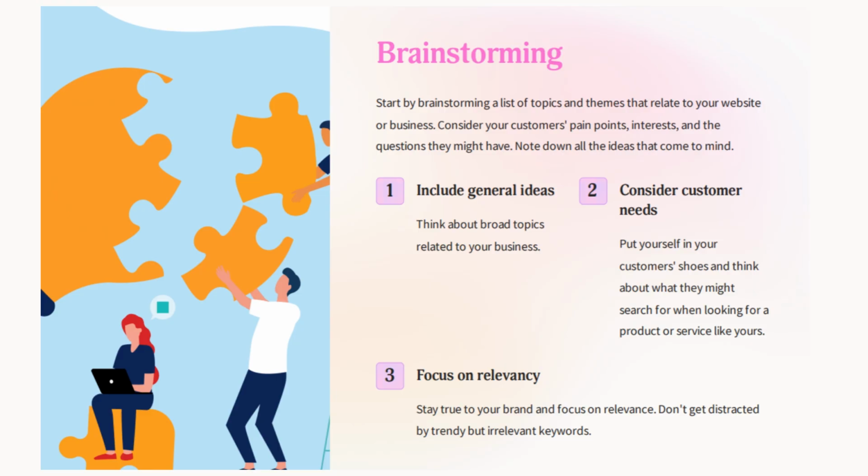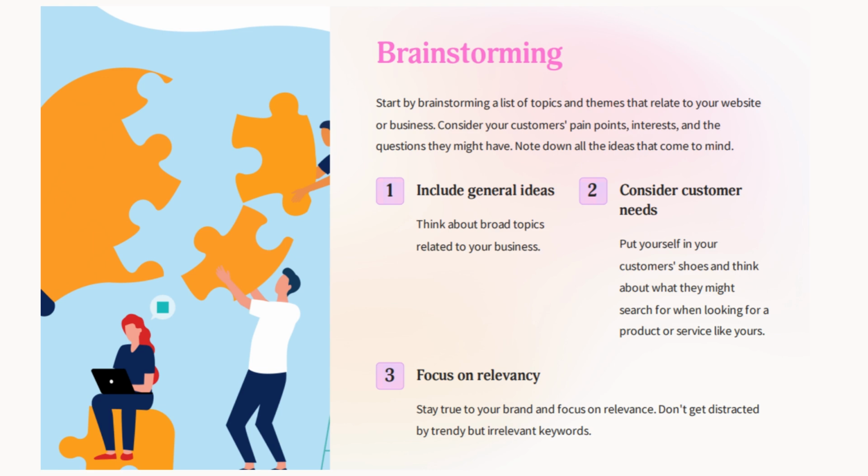The first thing is kind of a silly one, but it's brainstorming. We have to think about what people are looking for and what they are doing when they call your business or send you an email asking for information. Let's write down a list of topics and themes that are related to your website and your business. Put yourself in the customer's shoes and think about what it is that they're searching for when they're looking for a product or a service like yours. Sometimes it's just what they are having pain points with. What are their interests? Maybe the questions that they have when they call you. Note all of those things down and just go through that list.